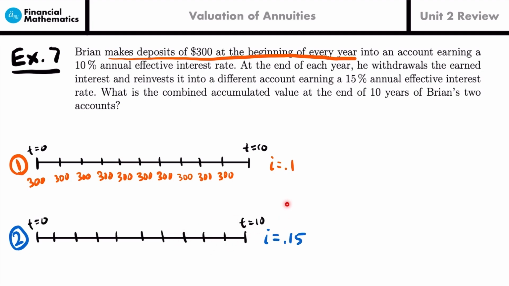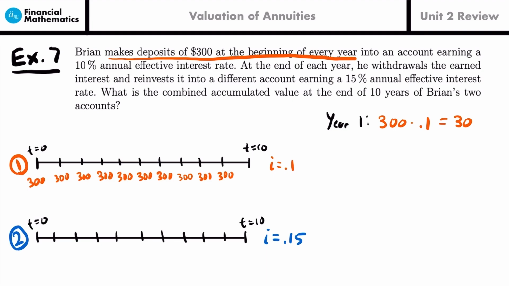But what does it mean that he withdraws the earned interest and reinvests it into that different account? Well, let's take it year by year. Let's just look at the first year. After 1 year, not including the new deposit, $300 will be in his account. So the interest generated would be $300 times 0.1. So at year 1, the interest he earns is $30.